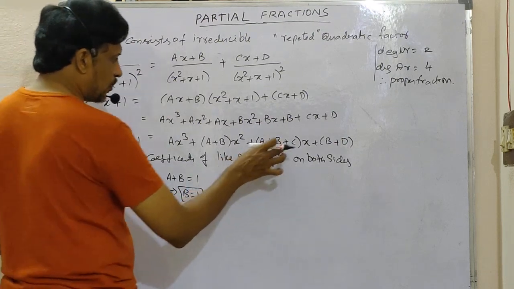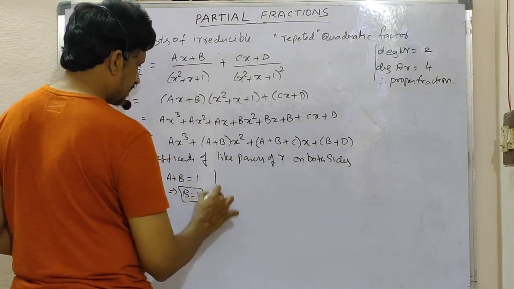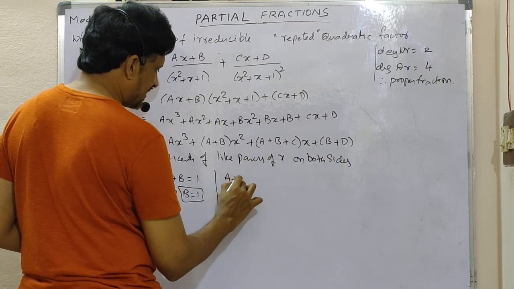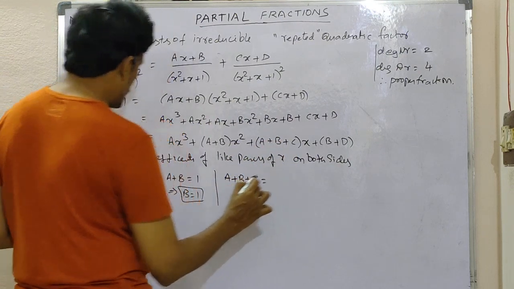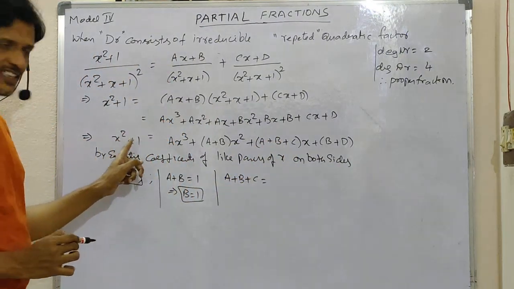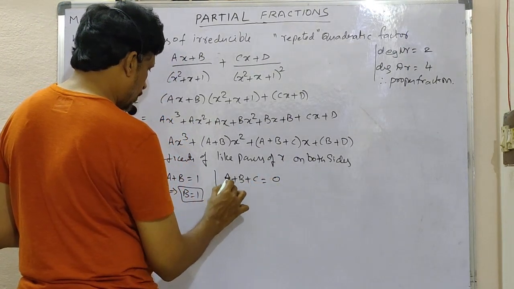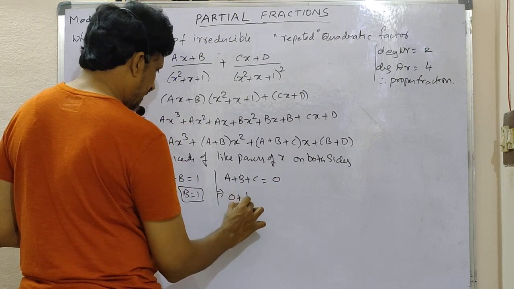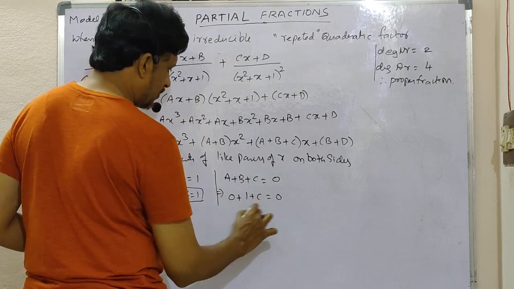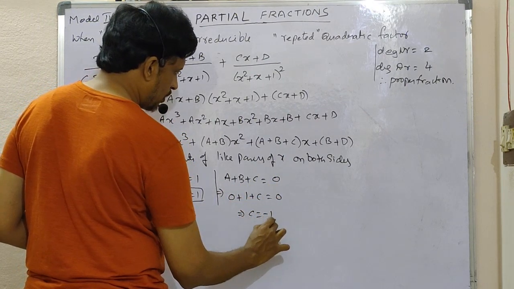Now by equating the coefficient of x, that is a plus b plus c, is equal to... x is not there in the given LHS part, so the coefficient of x will be 0. Now substitute the known values, a is 0, b is 1, plus c is equal to 0 gives c is equal to minus 1.